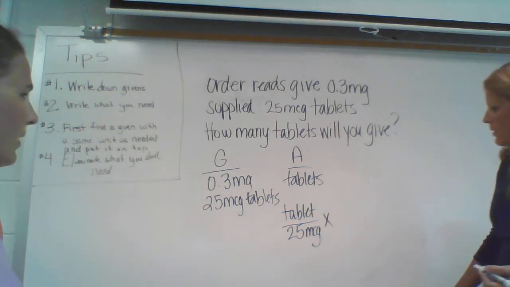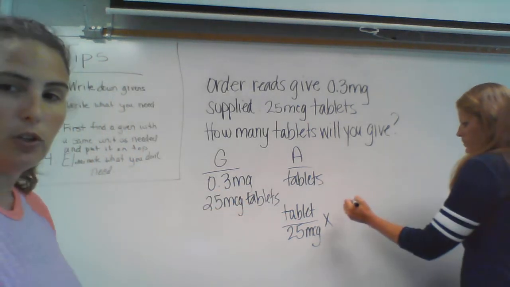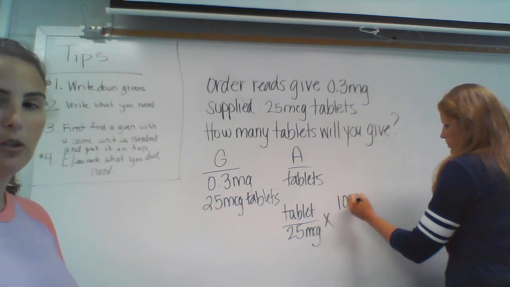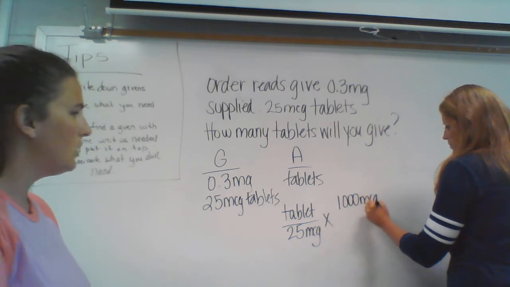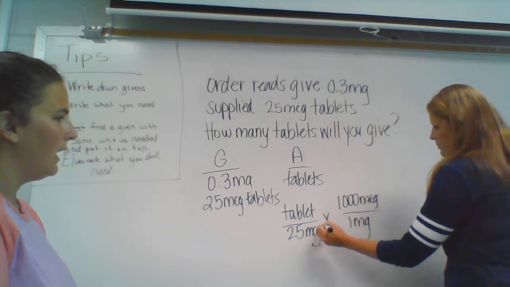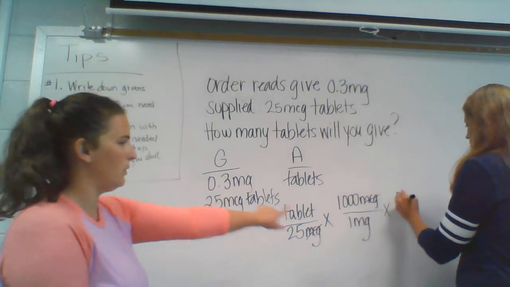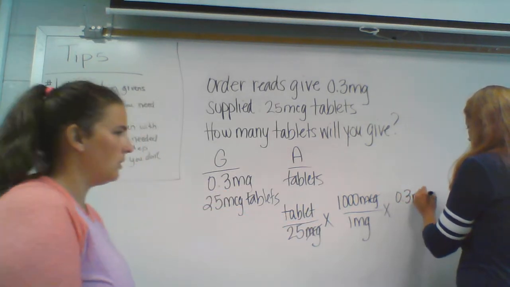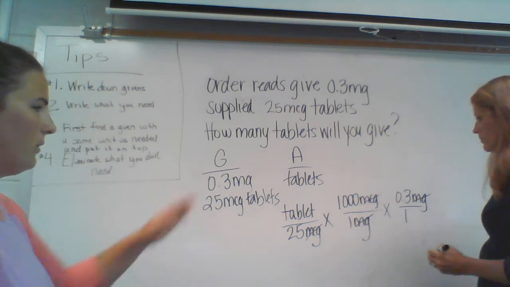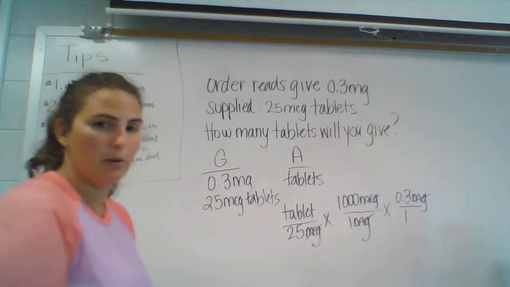So we're going to get rid of milligrams. So now we're going to have to do a unit conversion. Just like in the last problem, you know how many micrograms are in a milligram? 1,000. So we're going to get rid of micrograms by changing it to milligrams. And now we know we can get rid of milligrams because we have a similar unit. So 0.3 milligrams. So now we've gotten rid of micrograms, we've gotten rid of milligrams, and all we're left with are tablets, the number of tablets we need.